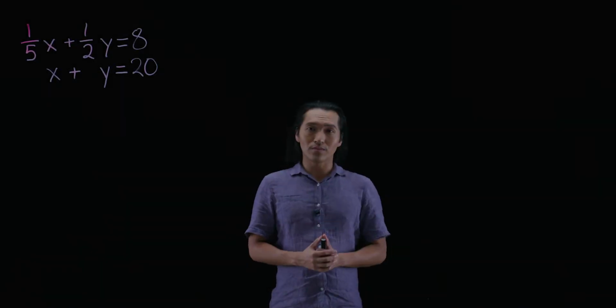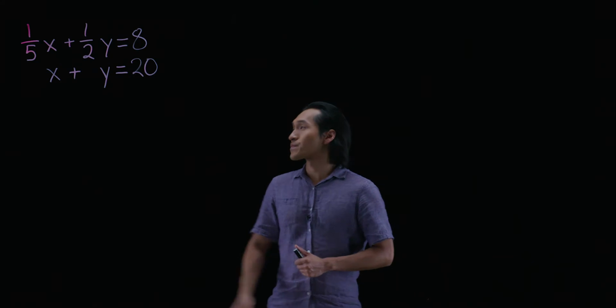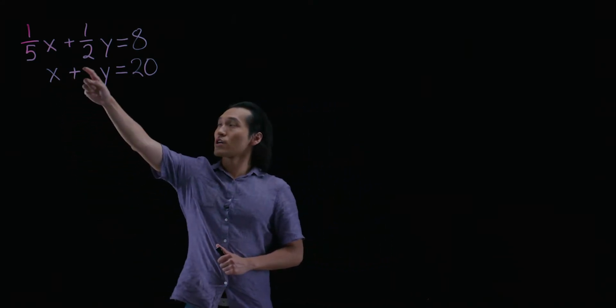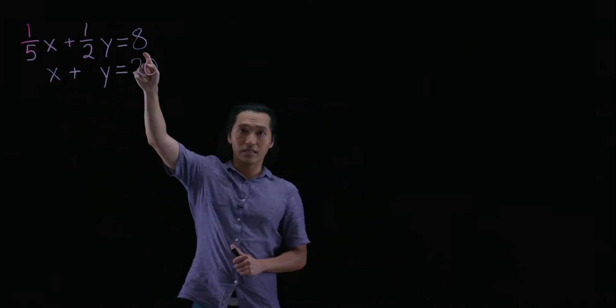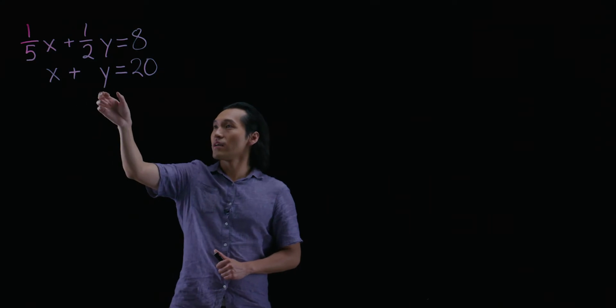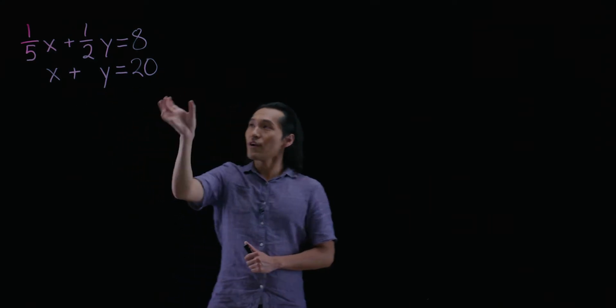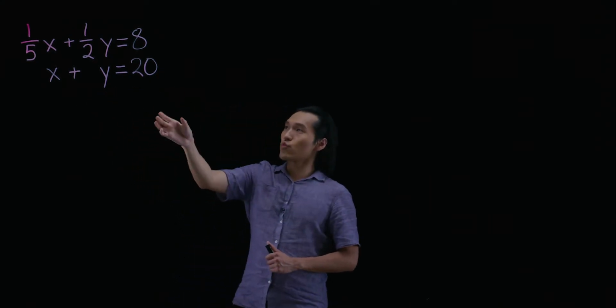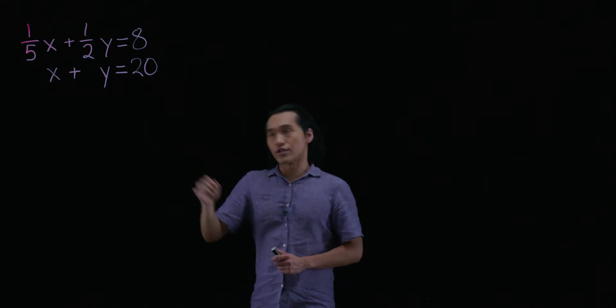Hi, I'm David. So for this problem, we're given two equations: 1/5 x plus 1/2 y equals 8, and x plus y is equal to 20. And they're asking us to solve for x and y through substitution.